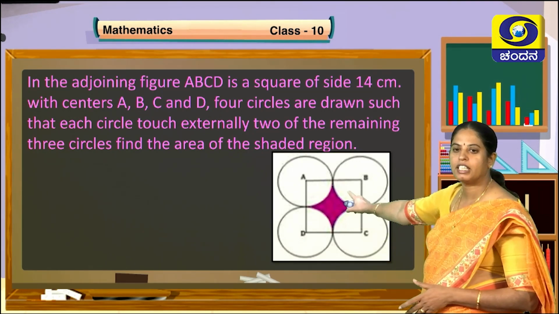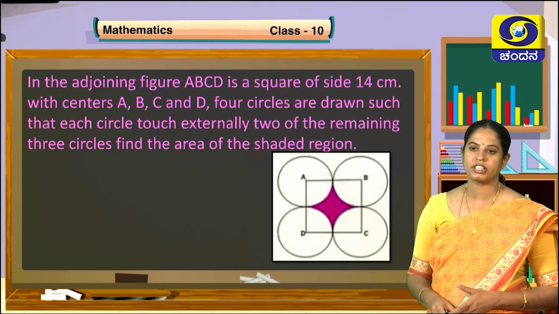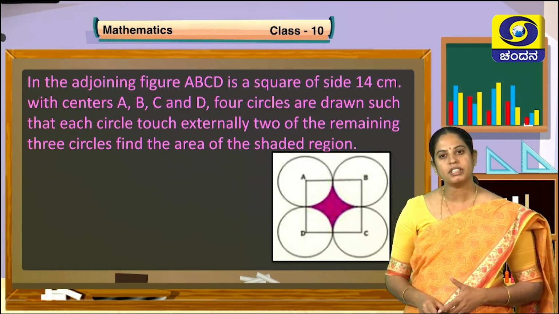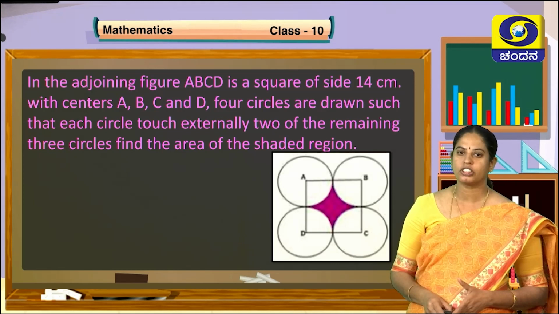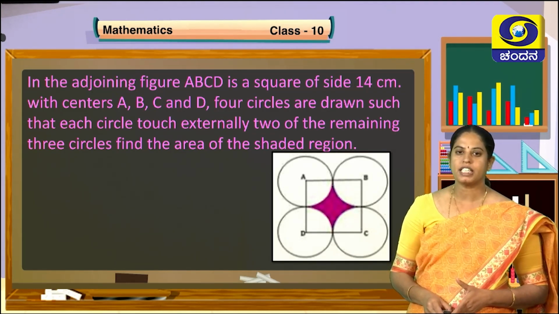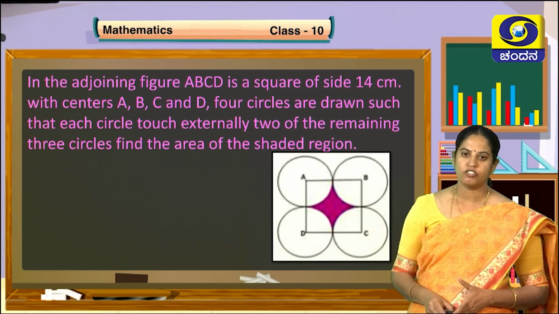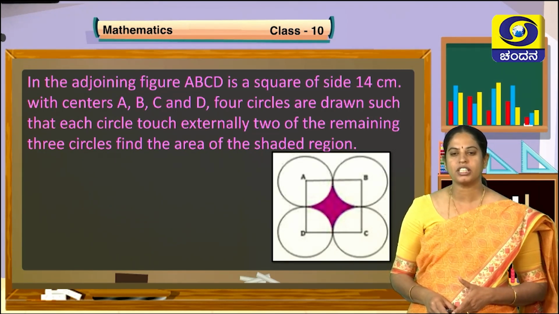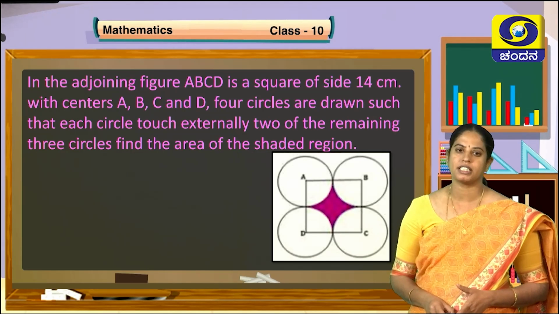So, we have to find the area of this shaded region. Once again, you read the problem along with me. In the adjoining figure ABCD, a square of side 14 centimeter with centers A, B, C and D, 4 circles are drawn such that each circle touches externally 2 of the remaining 3 circles.